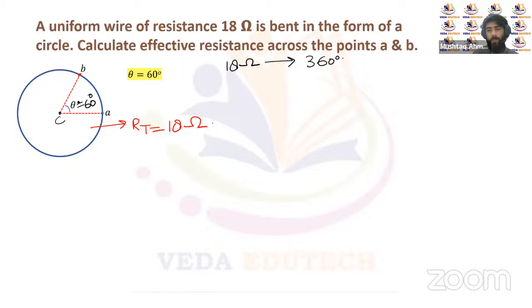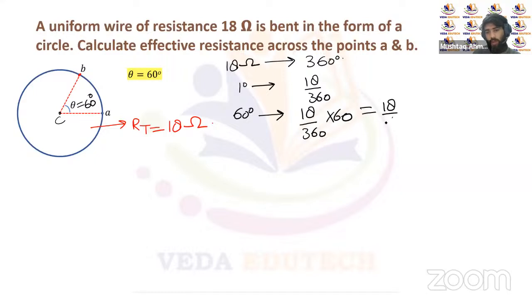The resistance per degree will be, for 1 degree, 18 upon 360. Similarly, for a 60 degree angle subtension, the resistance will be 18 upon 360 multiplied by 60 degrees. So it will be 18 upon 6, that's equal to 3 ohms.